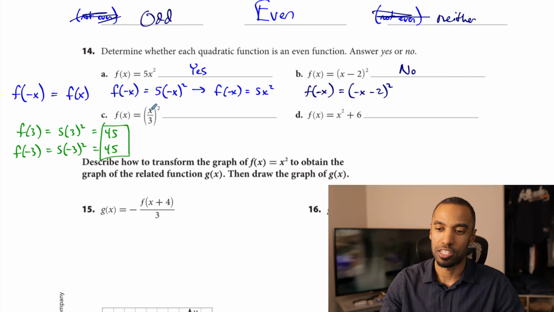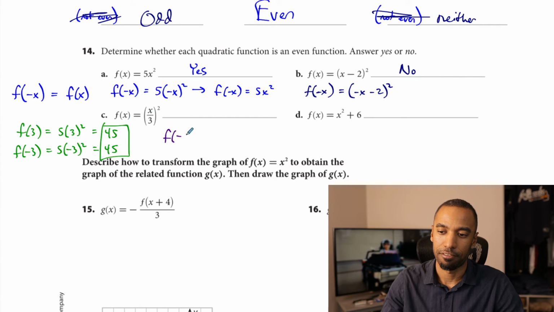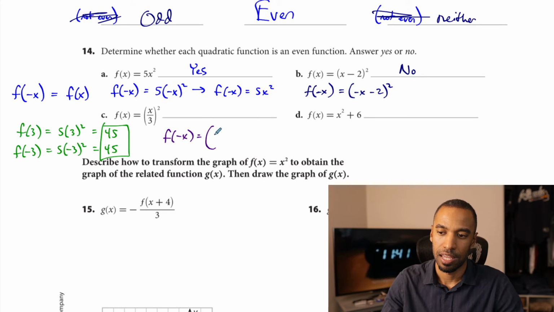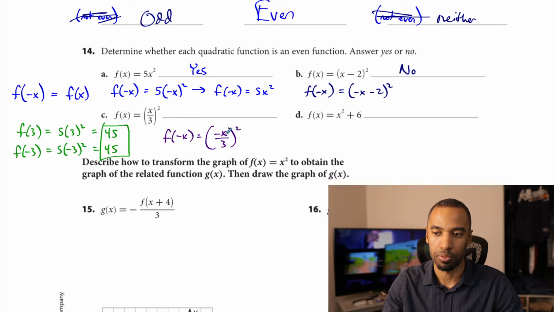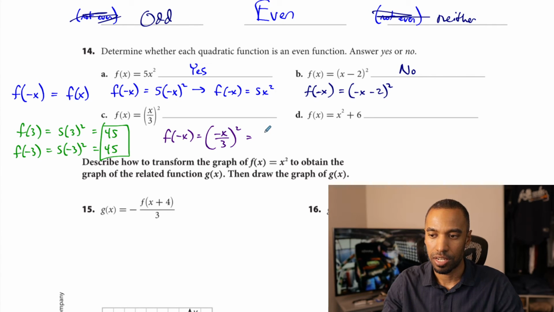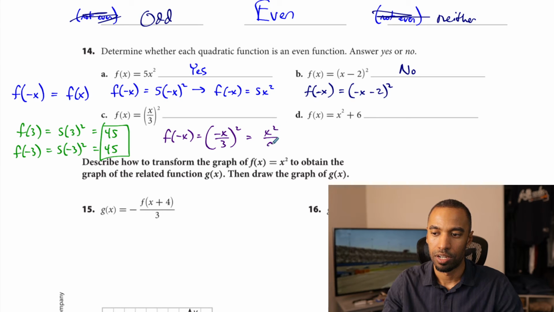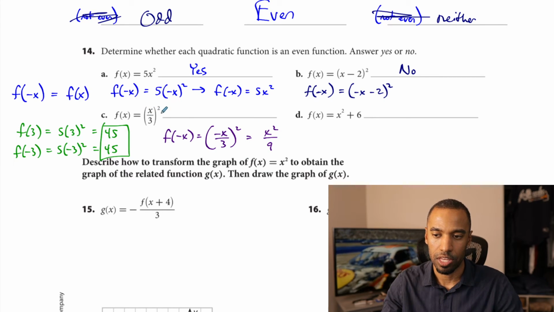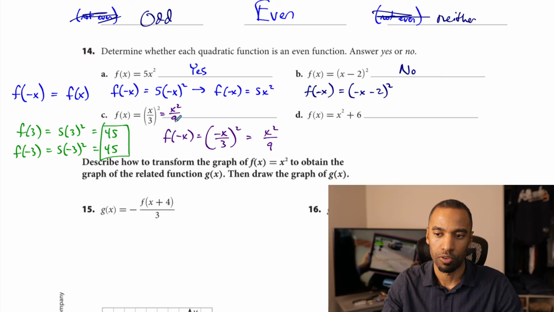So part C, f of x equals x over 3 quantity squared. F of negative x, that would be negative x over 3 quantity squared. And remember, this can simplify very simply here just by squaring the negative x, squaring the 3. That becomes positive x squared over 9. Now this, when I square this one, I would also get positive x squared over 9.